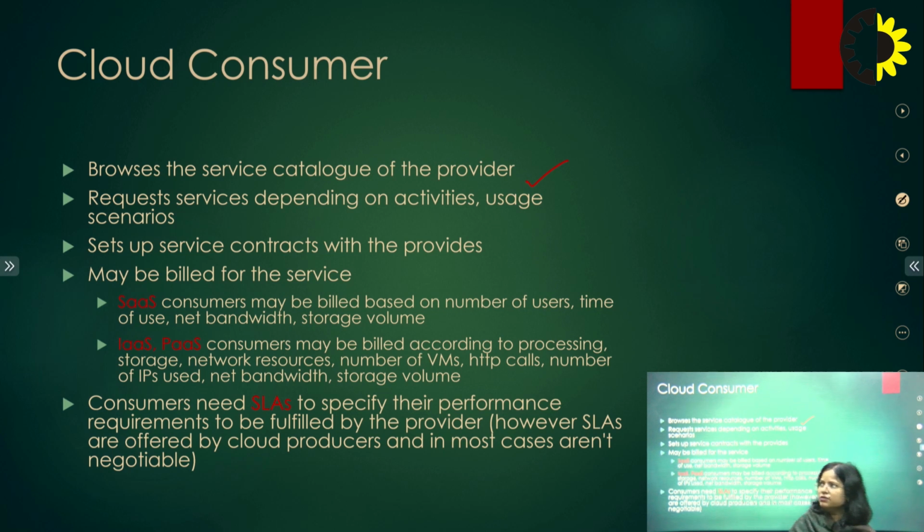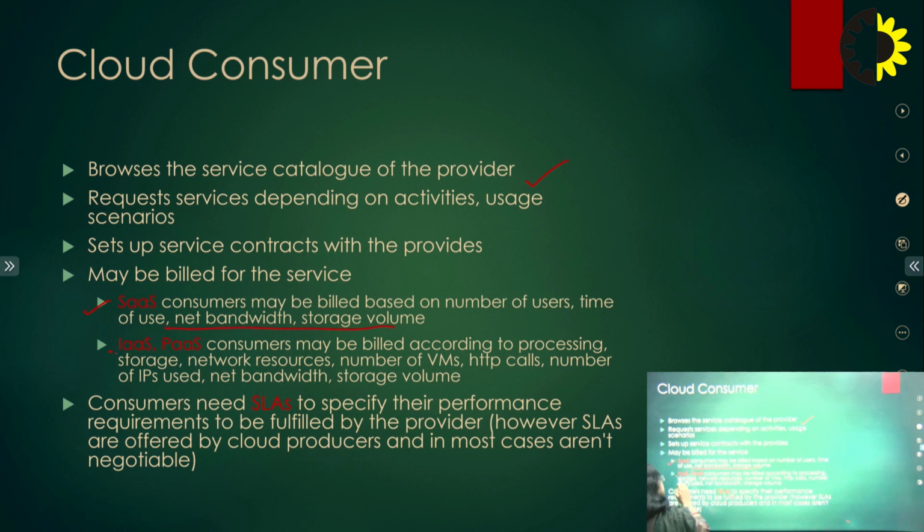This service contract may be built upon the billing for the service. For software as a service, there is a billing process. There are different billing processes for software as a service, infrastructure as a service, and platform as a service. For software as a service, consumers may be billed based on the number of users, time of use, net bandwidth, and storage volume. So these are the different criteria for billing.